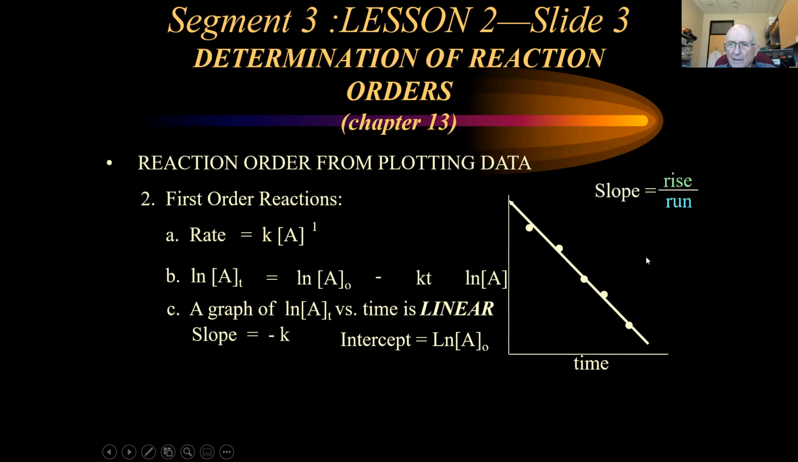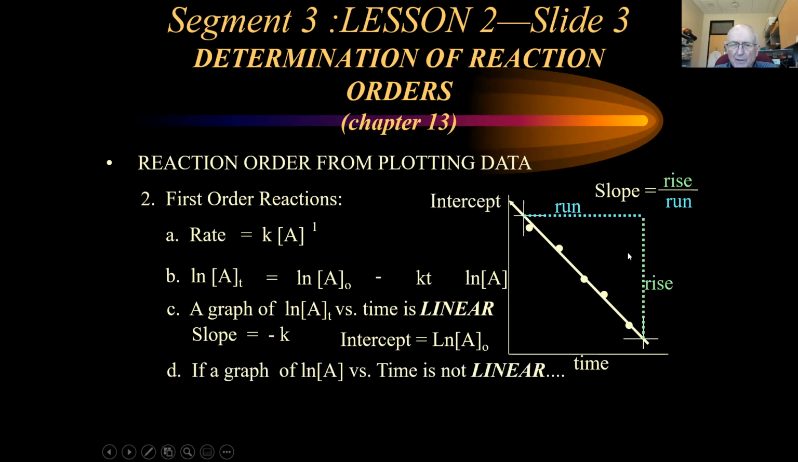The slope of the line, again, we would determine as before: find a couple of good graph points, measure the rise and the run, and then divide the rise by the run, and that would give us the slope. Slope is going to be negative in this case. And so if I do see this behavior, log of concentration versus time is a straight line, now I don't have to test any other order because I know it's first order.